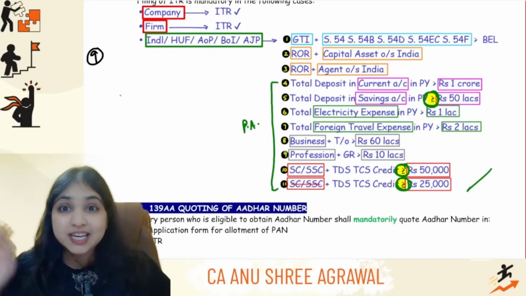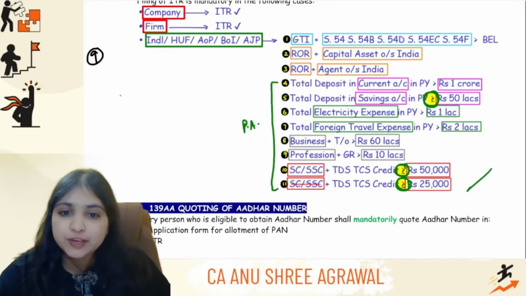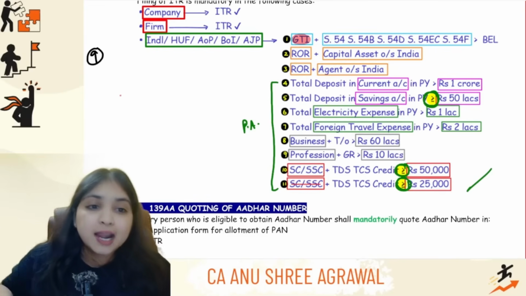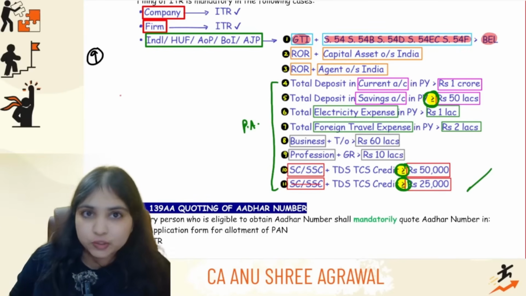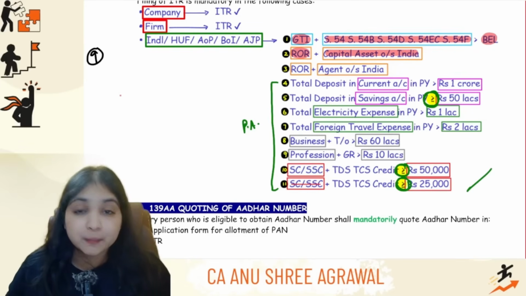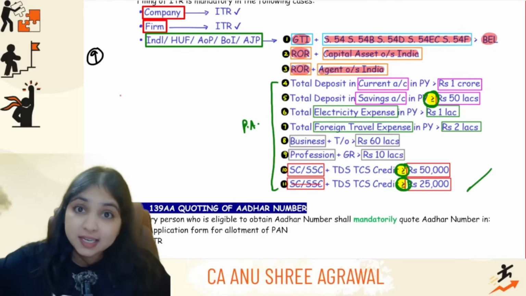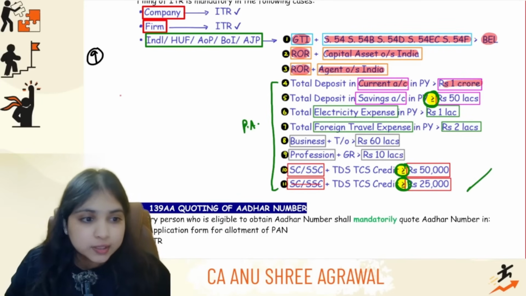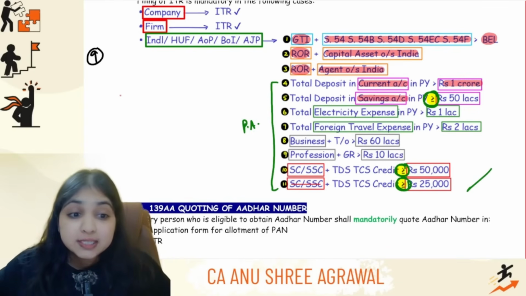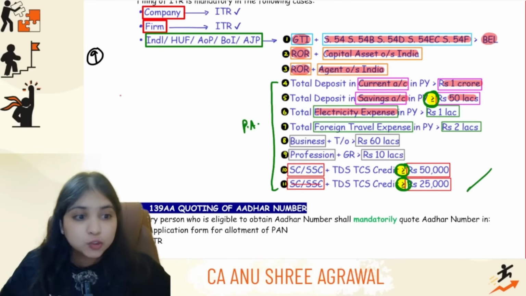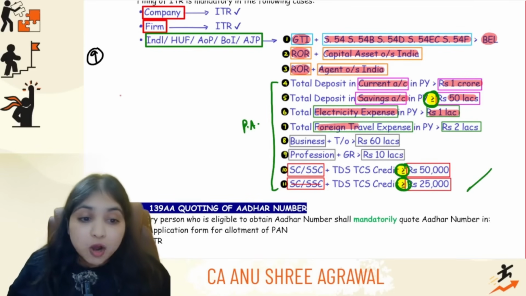Okay. So what are the 11 situations where an individual, HUF, AOP, BOI, AJP has to file ITR? Number 1, if the GTI add back the 54 series exemptions is more than the basic exemption limit. Number 2, the assessee is an ROR and has a capital asset outside India. Number 3, the assessee is an ROR and has an agent outside India. Number 4, total deposit in current account in the previous year is more than 1 crore. Then the total deposit in the savings account is at least 50 lakhs. Then total electricity expense in the year put together is more than 1 lakh. Total foreign travel expense put together in the year is more than 2 lakhs.